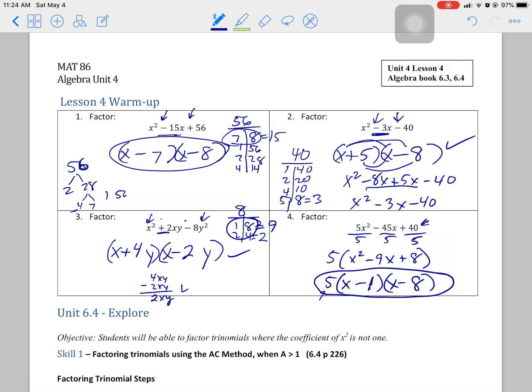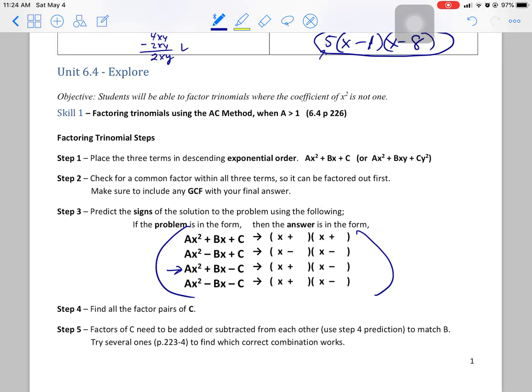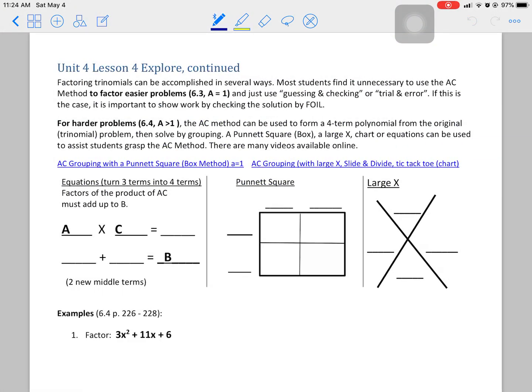Okay? All right, so the new part for today, reminding people that this is all the chart stuff. You really need to read through that. But as we move on to harder problems, we've been using the guess and check, or trial and error, whatever you want to call it, when a equals 1. In other words, you don't see anything in front of the x squared.